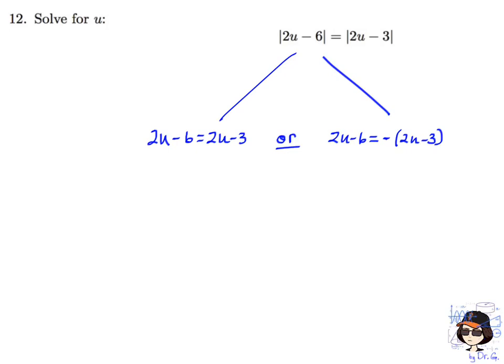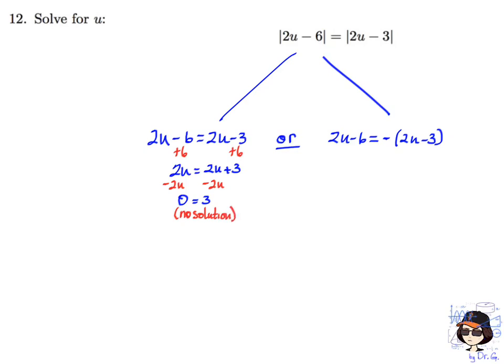Okay, so we get two equations when we take away the absolute value. Either the things inside are exactly the same, or the things inside are opposites of each other. So we solve these separately. Let's add 6 to both sides of that one. We get 2u equals 2u plus 3. And then if we subtract 2u from both sides, we get 0 equals 3. So that's a false statement. That can never happen. No matter what u is, we can't get 0 equals 3. So that equation gave me no solution.